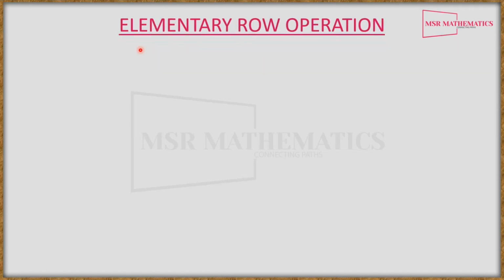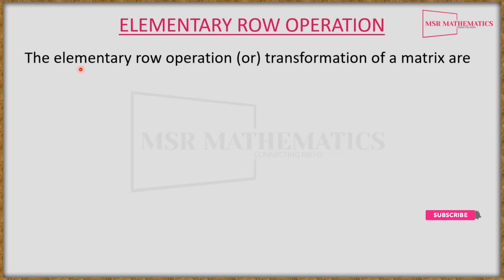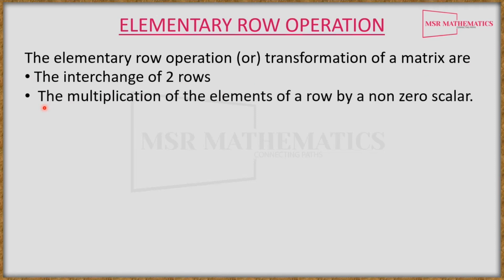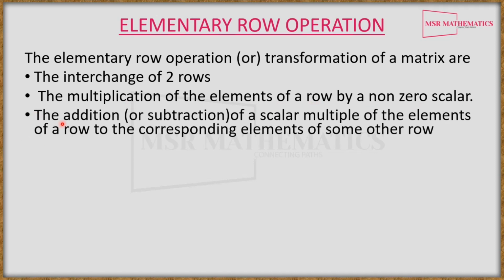Next we shall see some of the properties of elementary row operations. Here elementary row operation is nothing but the properties on a matrix. The elementary row operations or transformations of a matrix are: first one, the interchange of two rows. Second one is the multiplication of the elements of a row by a non-zero scalar. Third property is the addition or subtraction of a scalar multiple of the elements of a row to the corresponding elements of some other row. Here, these three are the properties of a matrix which are helpful in solving problems. Here, first one is we can interchange any two rows of a matrix.